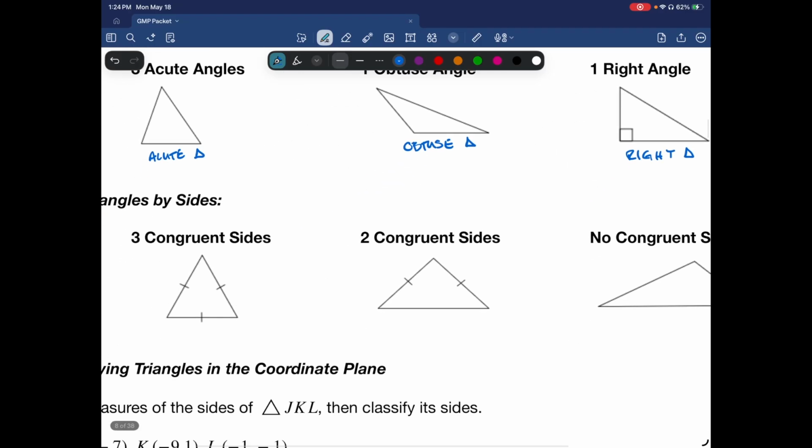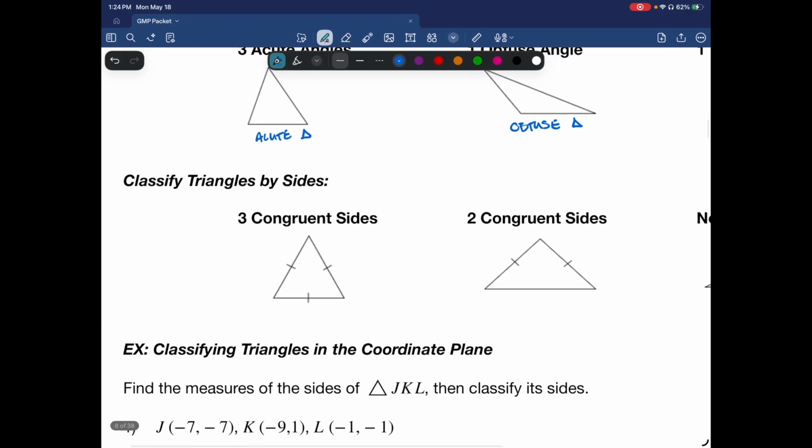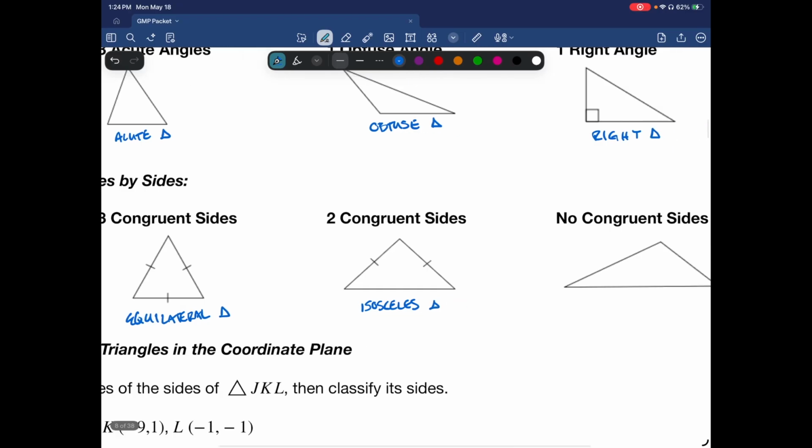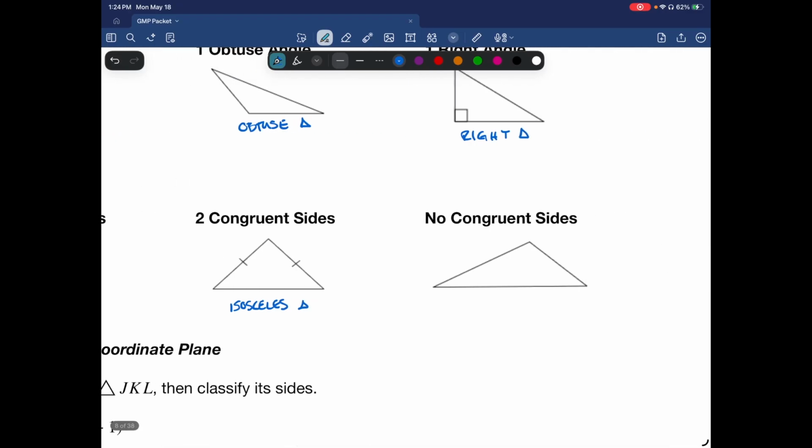Okay, and if you do it by sides, if all three sides are equal, that means it's equilateral. And then if you have two congruent sides, it's called isosceles. And if you have no congruent sides, it's called a scalene.